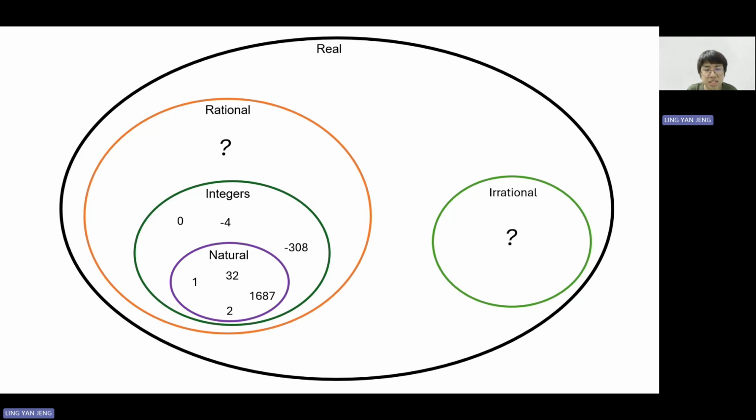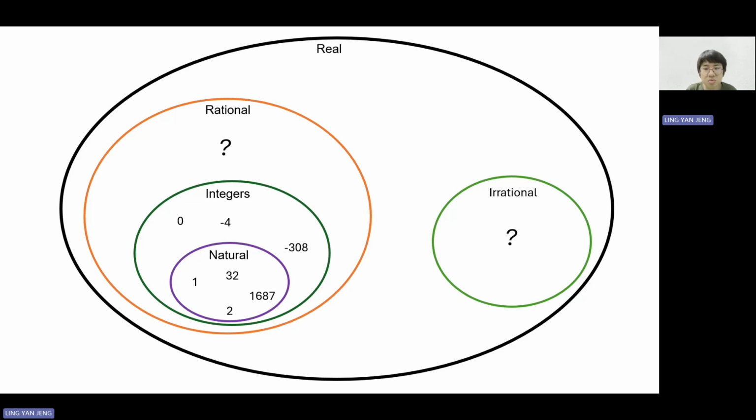So in this slide, we can see that the most basic number system is the natural numbers. Natural numbers start with 1, 2, 3, 4, and so on. They're also known as positive integers. Outside natural numbers, we have integers, which contain natural numbers but also include 0 and negative integers.